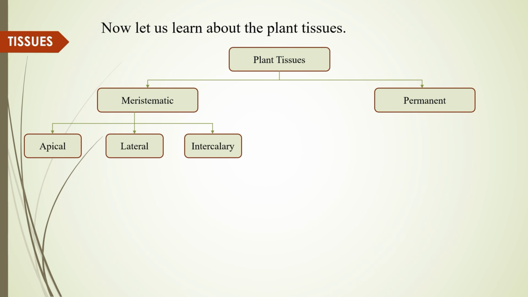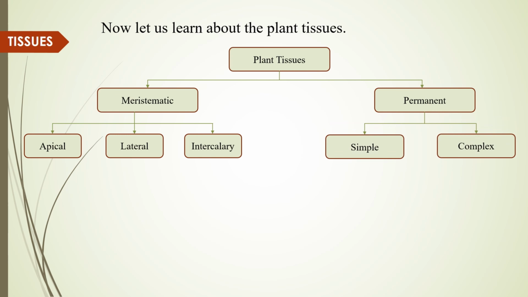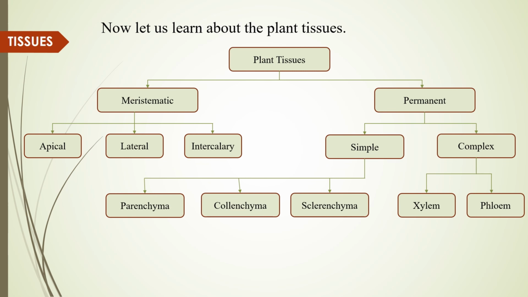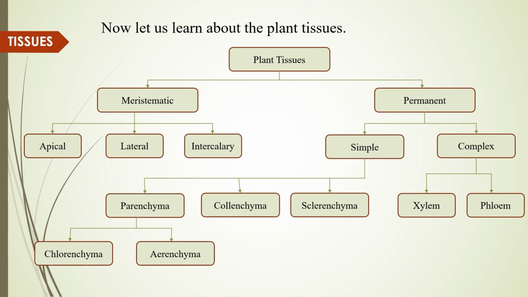Permanent tissue is divided into two types. Simple permanent, complex permanent. Complex permanent tissue is divided into two types, xylem and phloem. Simple permanent is again divided into three types, parenchyma, collenchyma and sclerenchyma. Parenchyma is again divided into two types, aerenchyma and chlorenchyma.